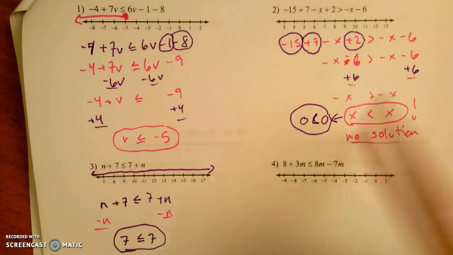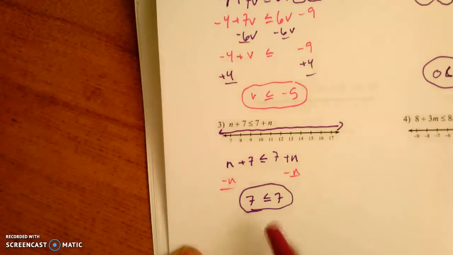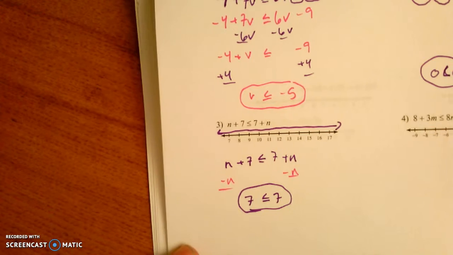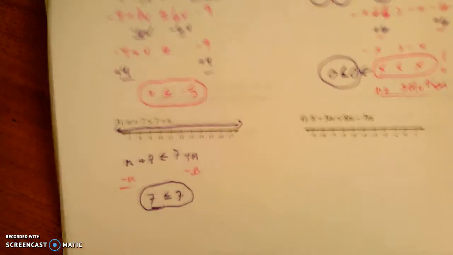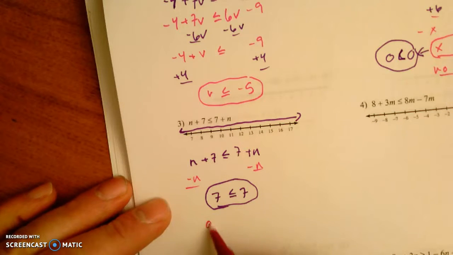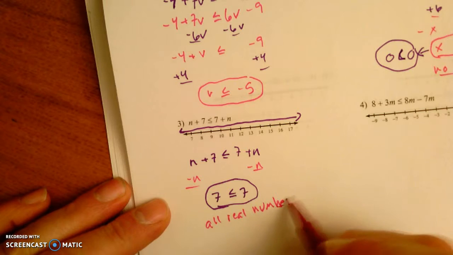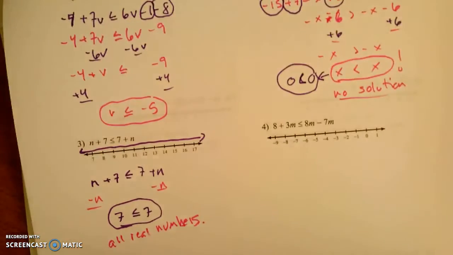So again, up here, no variables left over, false statement, no solution. Down here, no variables left over, true statement, everything's a solution. All real numbers. Okay, let's write that down. All real numbers.